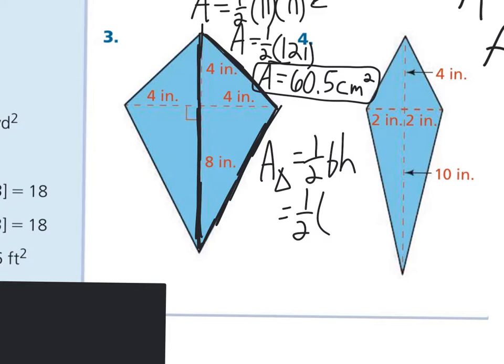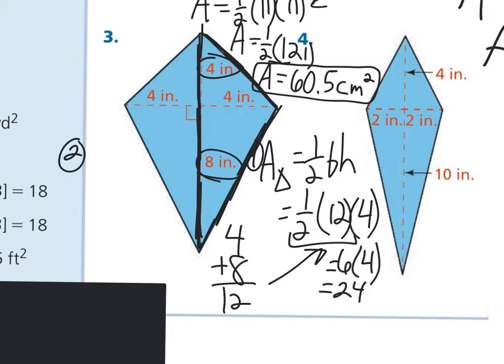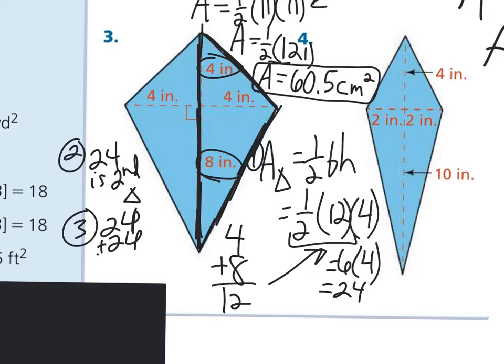So altogether, 4 plus 8 would be 12, would be our base of our triangle, and 4 would be the height. Half of 12 is 6. 6 times 4 is 24. That would be for one triangle, and then we know the other one's just the same. So we could say, 24 is the second triangle, because it's the same as that one. And then you could just do 24 plus 24, or 24 times 2 would be 48 square inches.